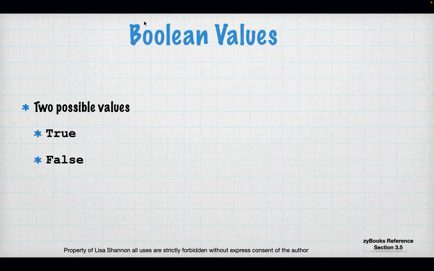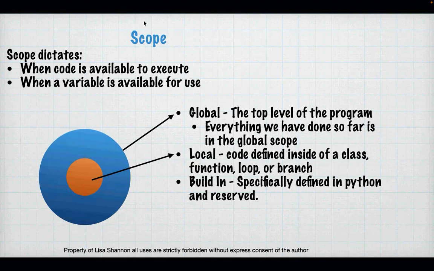Because Python can't understand, is the sky blue? Python doesn't know what that is. So we'll go back to that in a second. Sorry, got a little ahead of myself. We don't really start talking about scope until we talk about functions, but I think it's more important right now to talk about scope, because scope is important in how you are structuring your if statements.